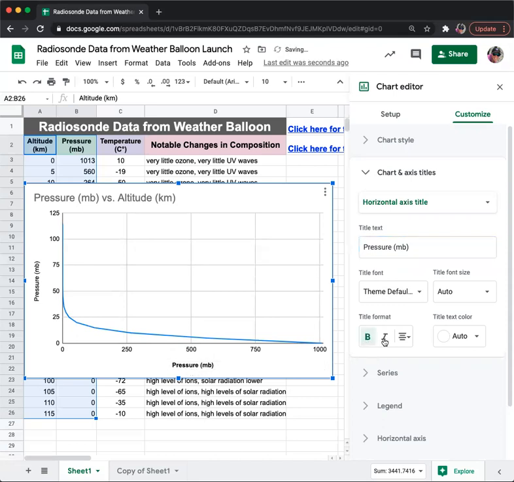I actually like bolding it and italicizing it. It's a personal preference. Do what you want. You can change the title color here as well. That's completely up to you, but it should say pressure, millibars for the horizontal axis title.